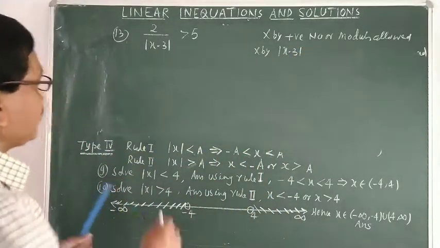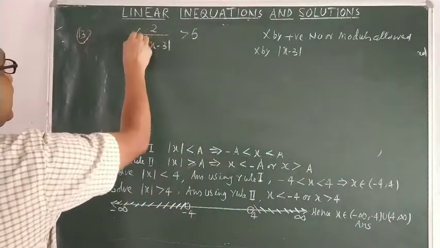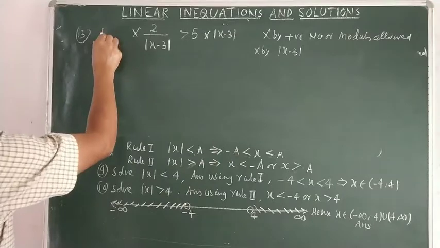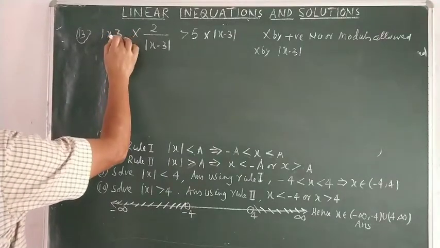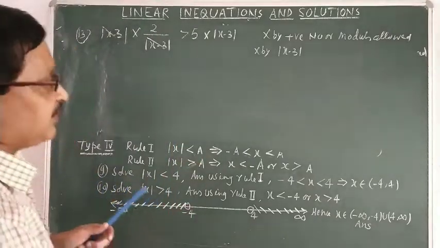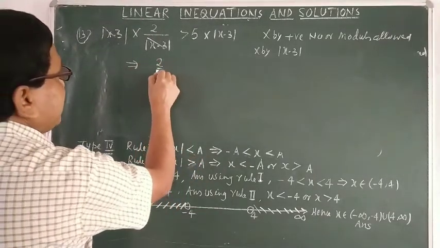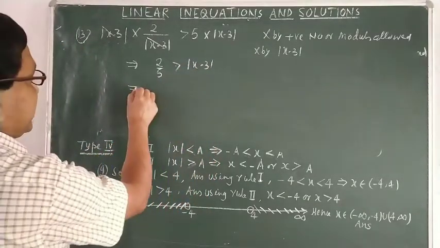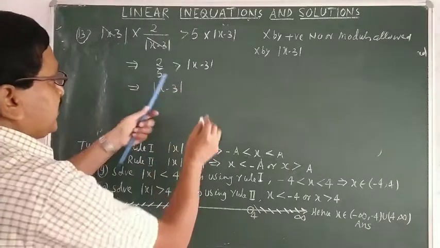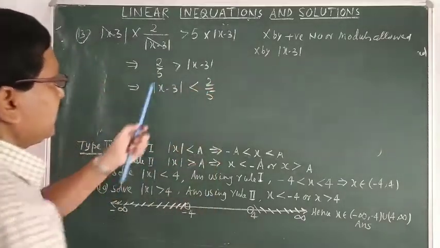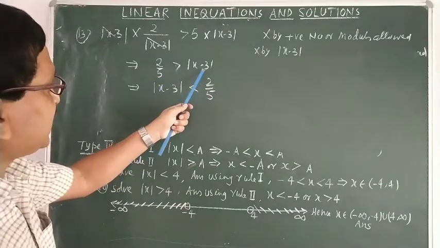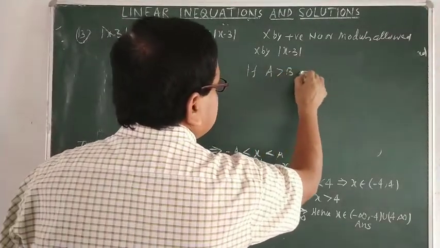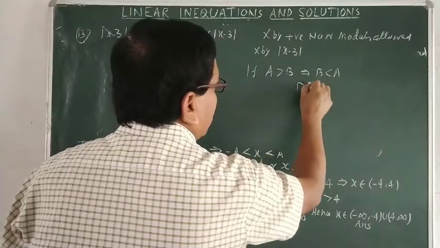Multiply everything by it. So let us see what happens when this is multiplied by the modulus of x − 3. This is removed. Now this implies 2/5 is more than the modulus of x − 3, and this can be written as |x − 3| < 2/5. See, 2/5 is bigger than this, so this becomes smaller than it. This is the normal case: if A is more than B, this implies B is less than A. This is always true.